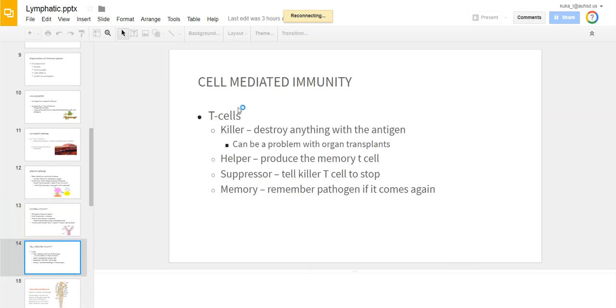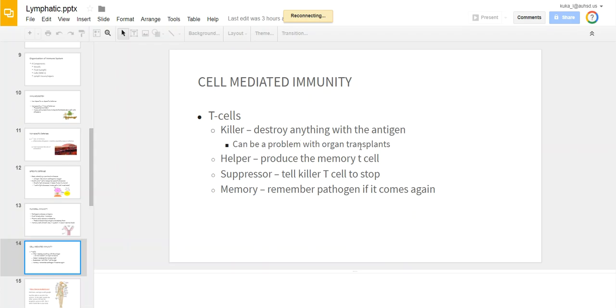Next, we have cell-mediated immunity, and this is where we have our T cells. Just like the B cells, there are a lot of different types of T cells. We have killer T cells. Those destroy anything with an antigen. Again, these ones are kind of like our army. They can also be a problem with organ transplants.